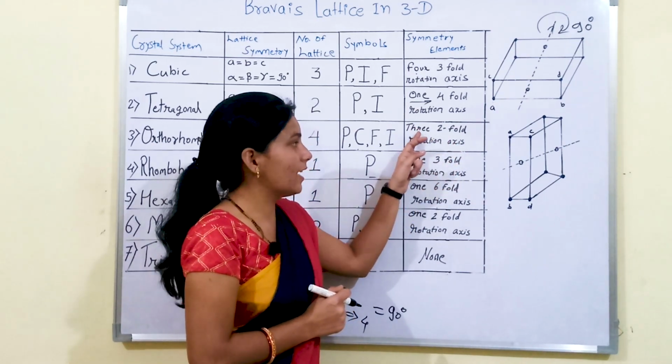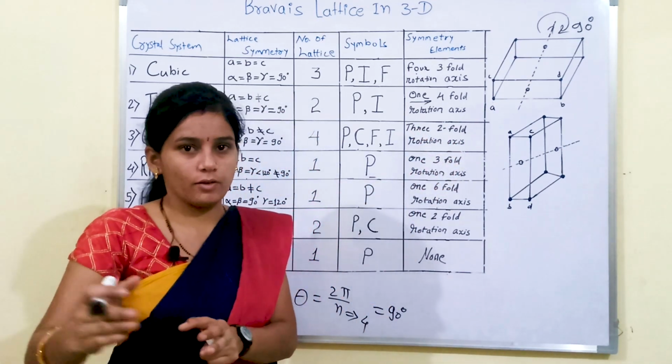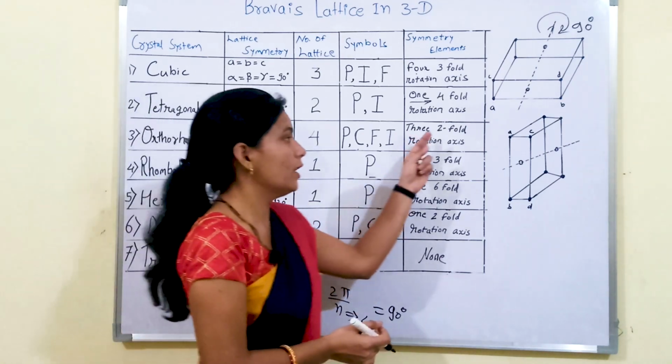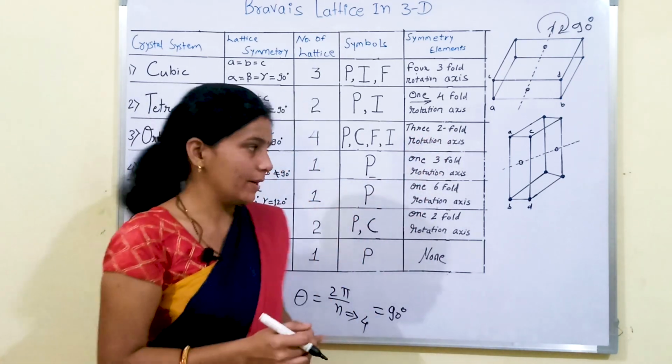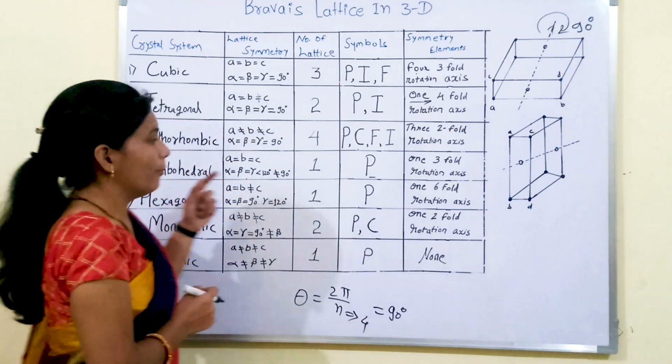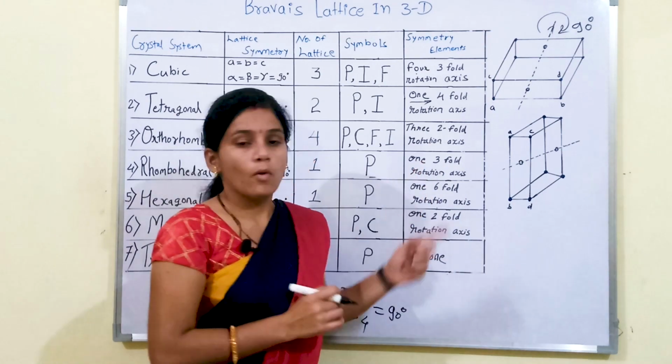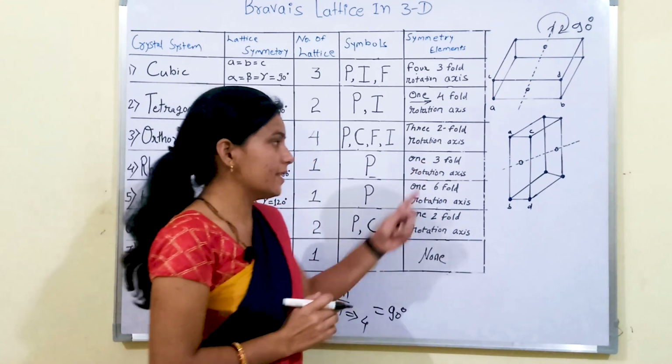Similarly, we can see for the orthorhombic there are 3 2-fold rotation axes. That means there are 3 rotational axes. So we need 3 rotational axes for the 2-fold rotational symmetry. In the rhombohedron, 1 3-fold rotation axis. That means there is only one rotational axis and 3-fold symmetry.